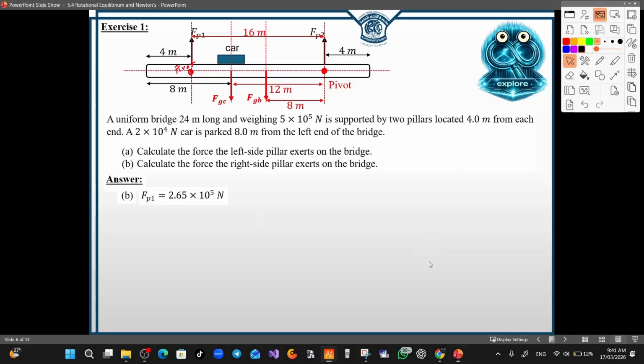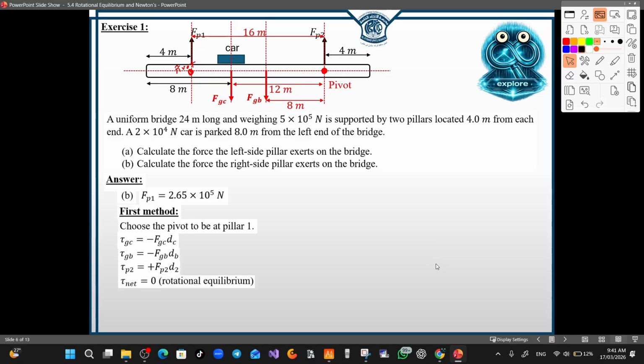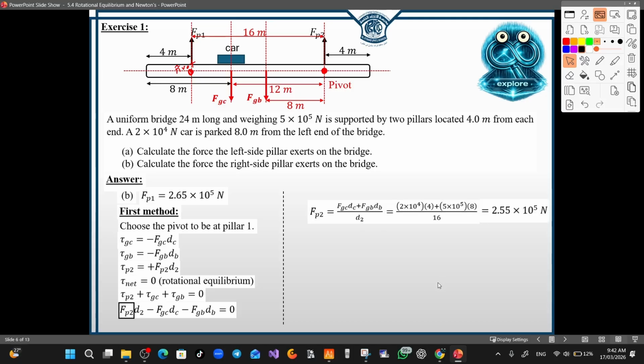Now we apply the same procedure, and this is going to be the first method: the tau GC and the tau GB with the tau P2. Remember that we are dealing here with the rotational equilibrium, which means the summation of taus equals 0. We substitute the expression of each one of these taus. And remember that we are interested in finding the force on pillar 2. So FP2 equals this relationship. We substitute the values, and finally we get the magnitude of the force.